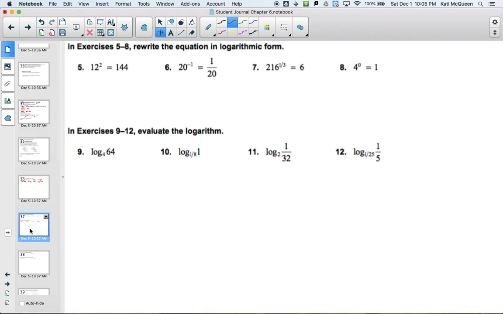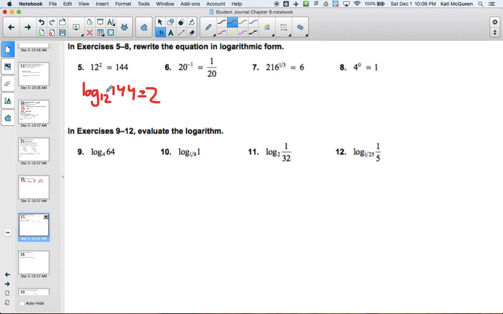Okay, let's look at the other way around here. So here we're given exponential form, and we want to write in log form. So I'm going to start with my log. And the base of my log is going to be whatever the base of my exponential is. So here that's 12. And I know that a log has to be equal to the exponent, so the 2 is going to be over here. So I want the 144. So this is log base 12 of 144 equals 2.